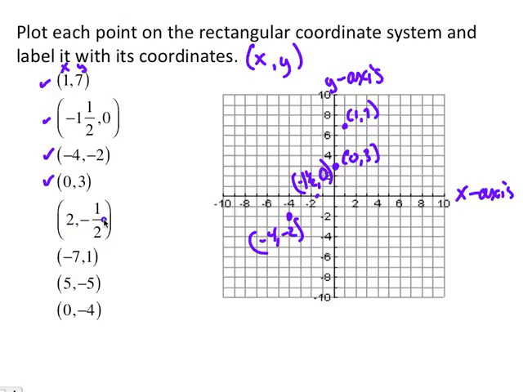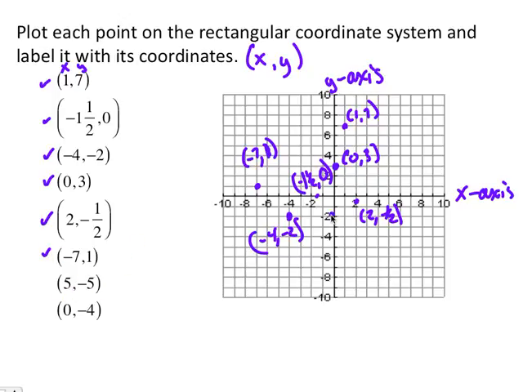Next one is 2, negative 0.5. We start at our origin. The x value is 2, so we go right 2. Then we're supposed to go down because it's negative, but just 0.5, so we're between 0 and 1. We're right there. So that's 2, negative 0.5. All right, our next one is negative 7, 1. We start at our origin. We need to be going left 7 and up 1 place. So right there, that's negative 7, 1.